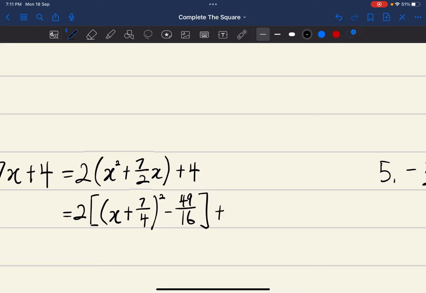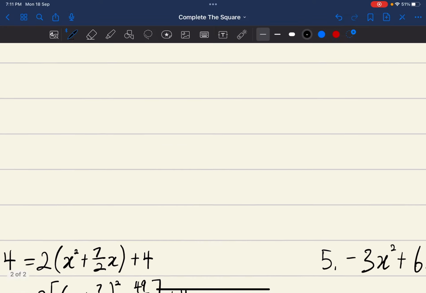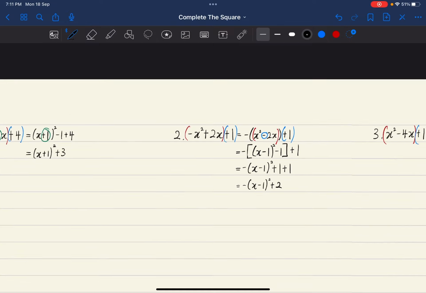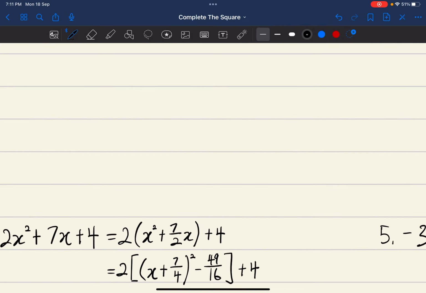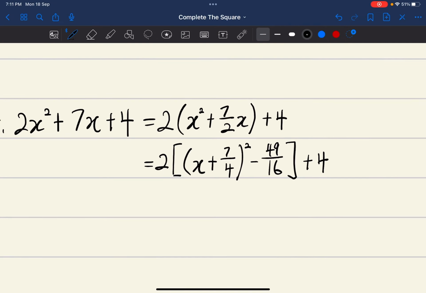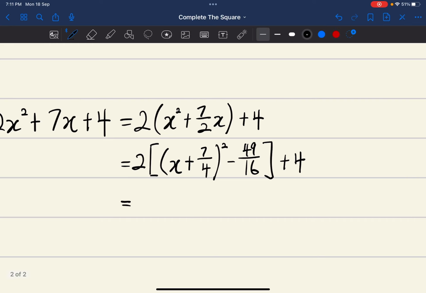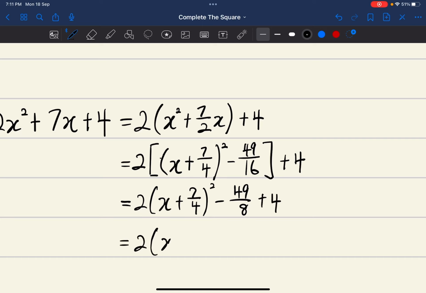Close the bracket, plus 4. Same technique as we did in question 2. It's literally the same. I'm going through it a little bit quicker because I've already taught it. So now you multiply the 2 inside of these 2 terms, which is going to be 2x plus 7 over 4 squared minus 49 over 8 plus 4, which is going to be x plus 7 over 4 squared.